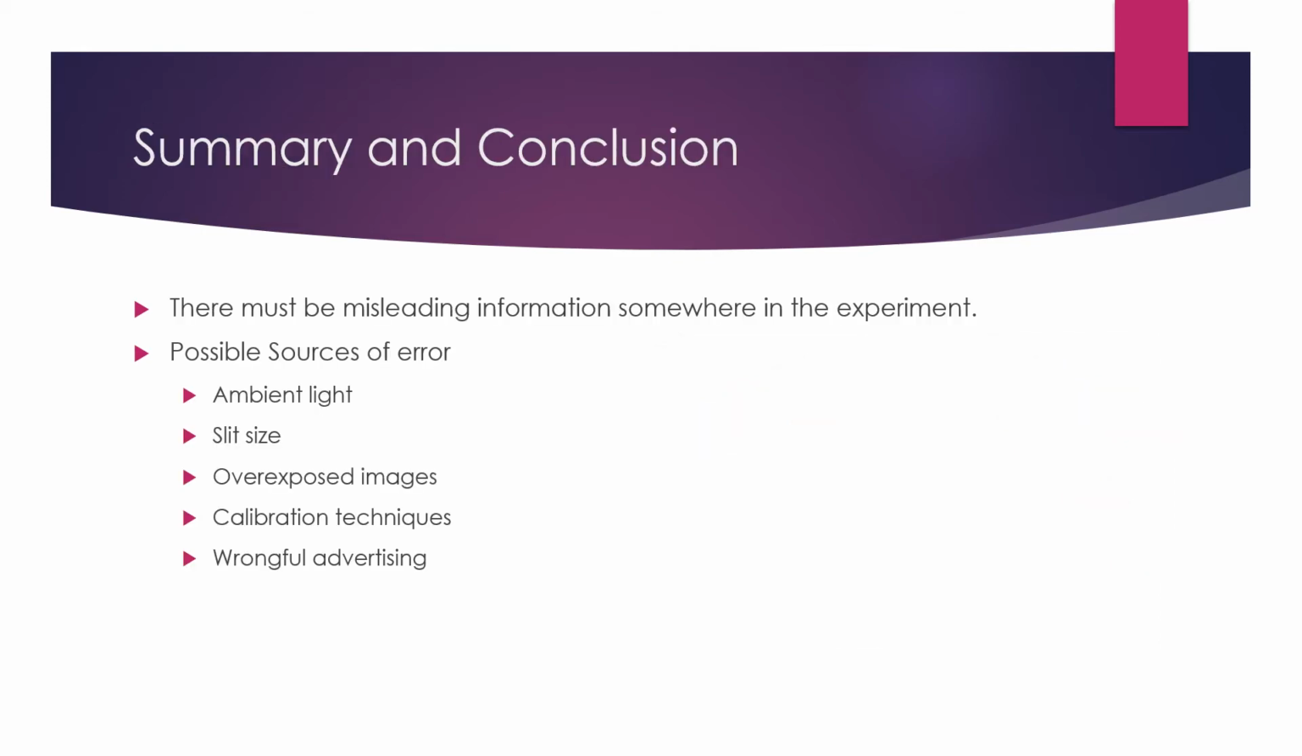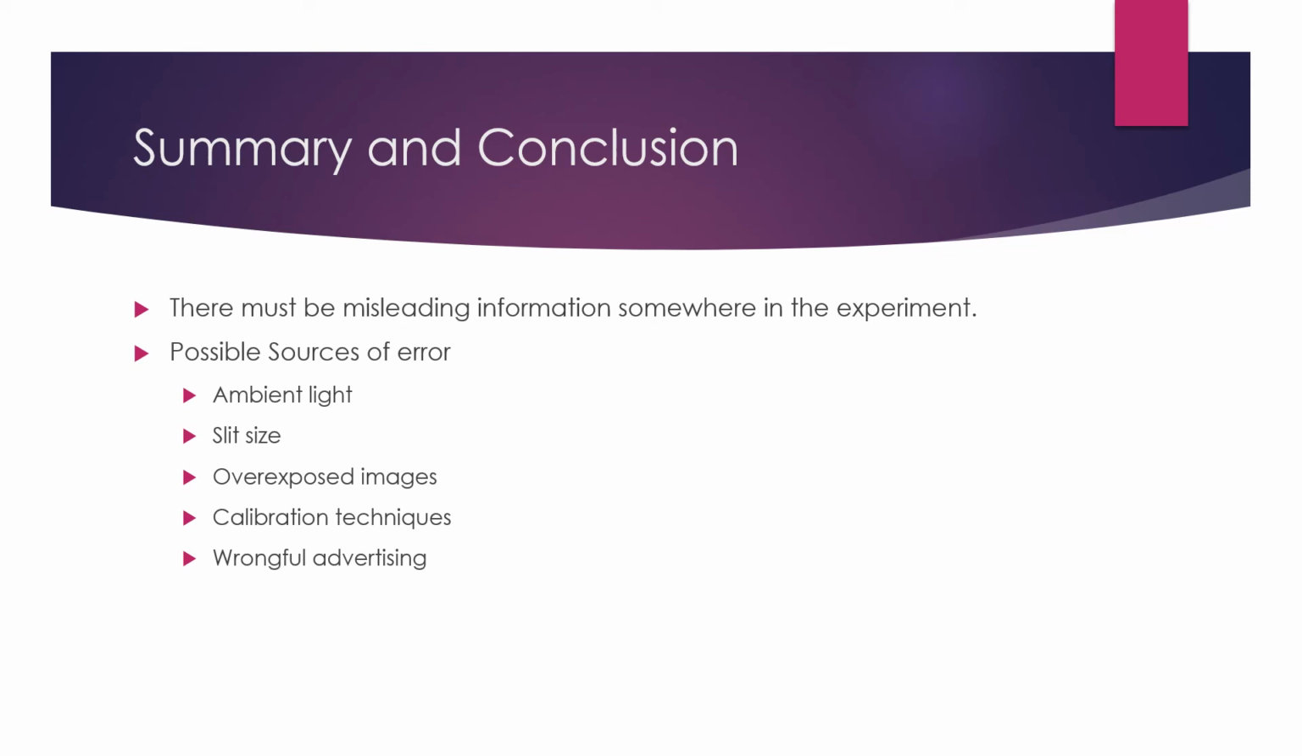Based on the analysis of the data, it is clear that there must be misleading information somewhere in the experiment. This could be from sources of error such as ambient light, whether it be from surrounding light in the store or gaps where the spectrometer is connected to the phone case. The size of the light reduction slit could also be too large, resulting in overexposed images from the spectrometer. While it does seem that Spectral Workbench is a trusted open source, it could be that their calibration tool might have introduced errors that propagated through to the final calculation.